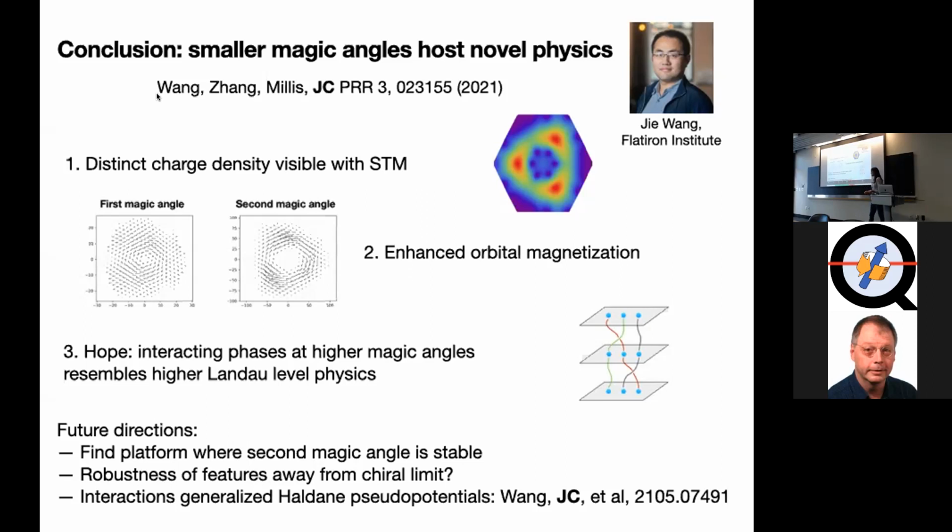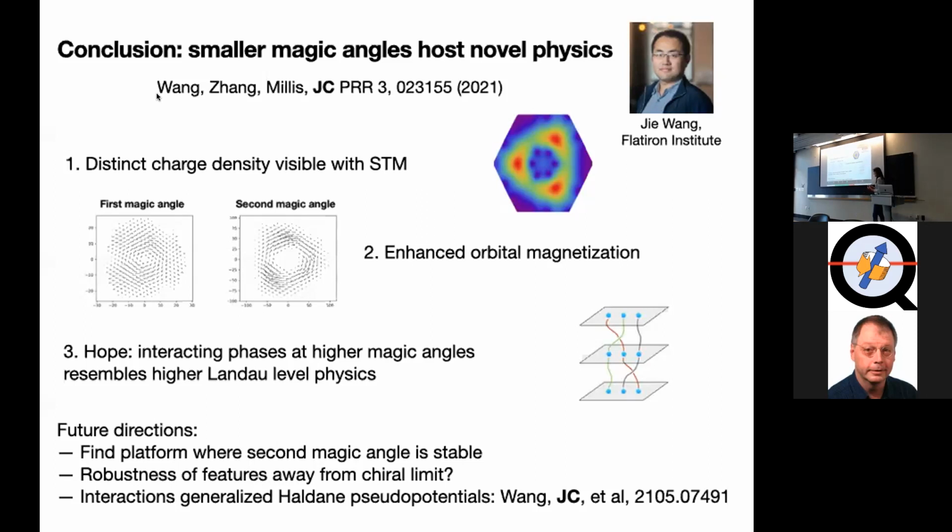And one place that I think is promising is possibly twisted trilayer graphene, because in trilayer graphene, the first magic angle is bigger. Instead of being at 1 degree, it's larger than that. So all the subsequent magic angles should also be bigger. So maybe the second magic angle in twisted trilayer graphene would actually be accessible in experiment. But okay, that's something to look at.